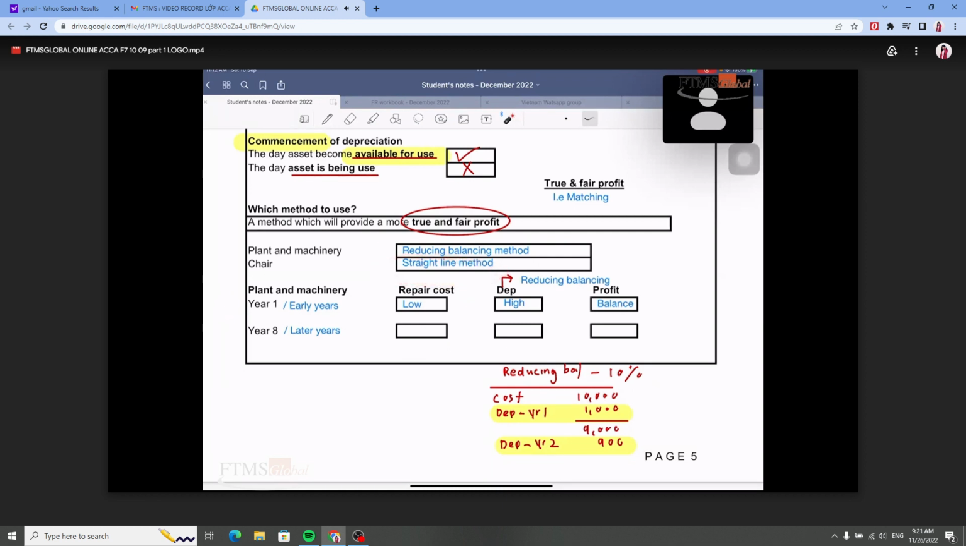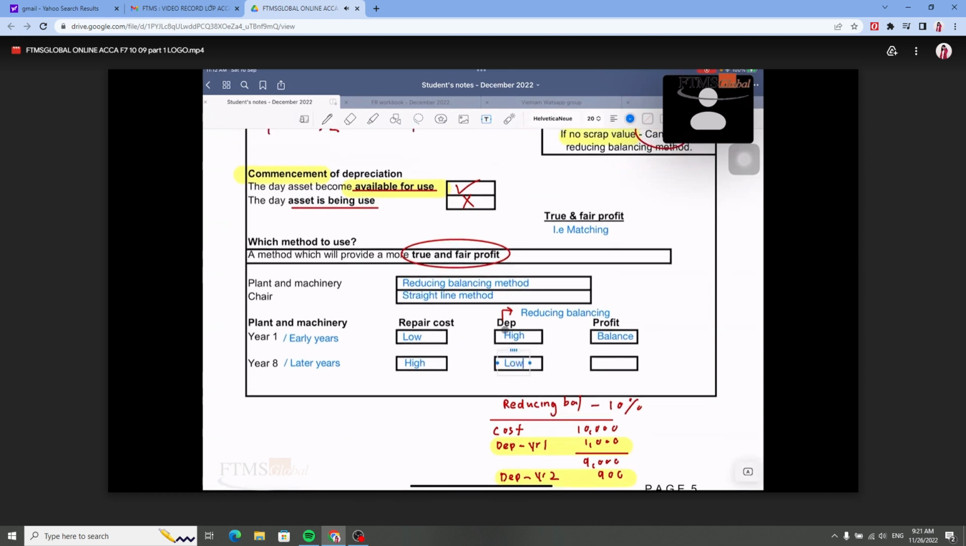So ultimately it depends on your asset. If the repair cost fluctuates, then use the reducing balance method. If not, straight line method. Let me just complete this. So for a machine in later years, of course, my repair cost will be higher, right? Then my depreciation under the reducing balance method will be lower, right? So therefore, my profit will balance.